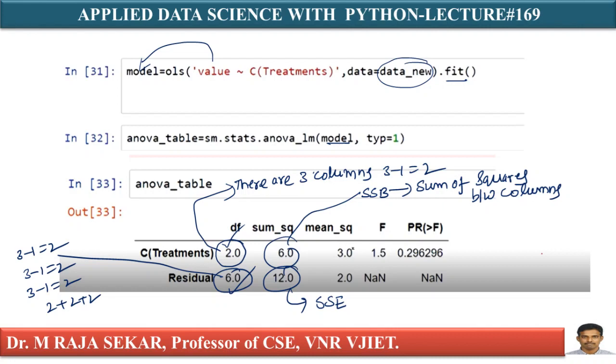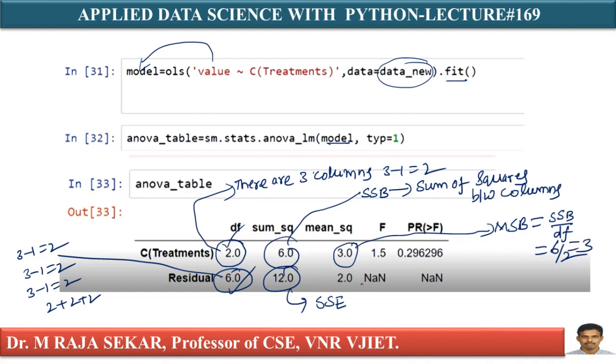Now, what is this 3? How will I get this 3? It is simple and straightforward. This 3 is known as MSB. What is MSB? Mean square between columns. How will I get this MSB? SSB by degrees of freedom. What is my SSB? It is 6. What is the degrees of freedom? 2. 6 by 2 means 3.